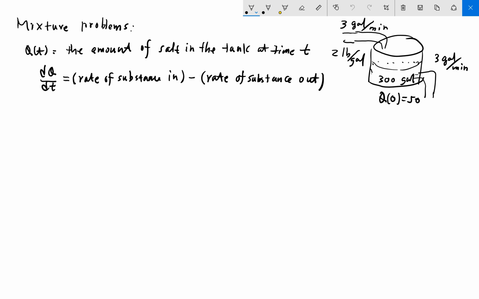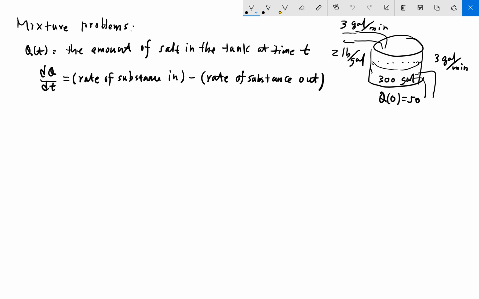Okay, in this video, we will apply what we learned to solve a practical problem. The problem we are going to solve here is called a mixture problem. Okay, let's consider a problem of a tank.